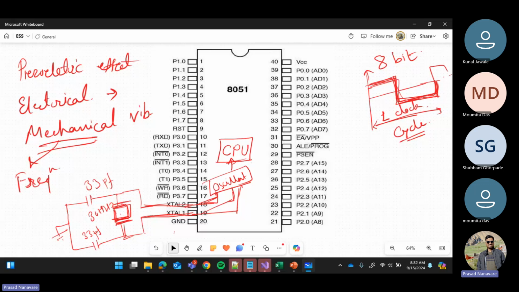Are you understanding this now? Yes, sir. Okay, thank you for confirmation. So it is that basically, okay. It is generating the clock cycle for our CPU, okay.